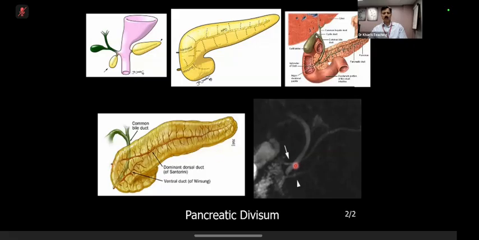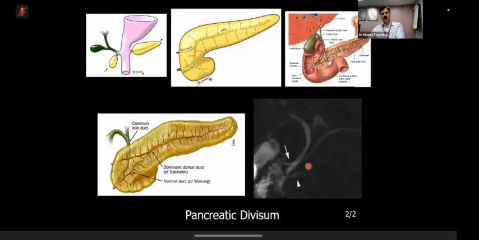And this is from literature, one MRCP examination showing the same thing. Pancreas divisum is associated with chronic pancreatitis. So at times the gastroenterologists, they like our comments on that.